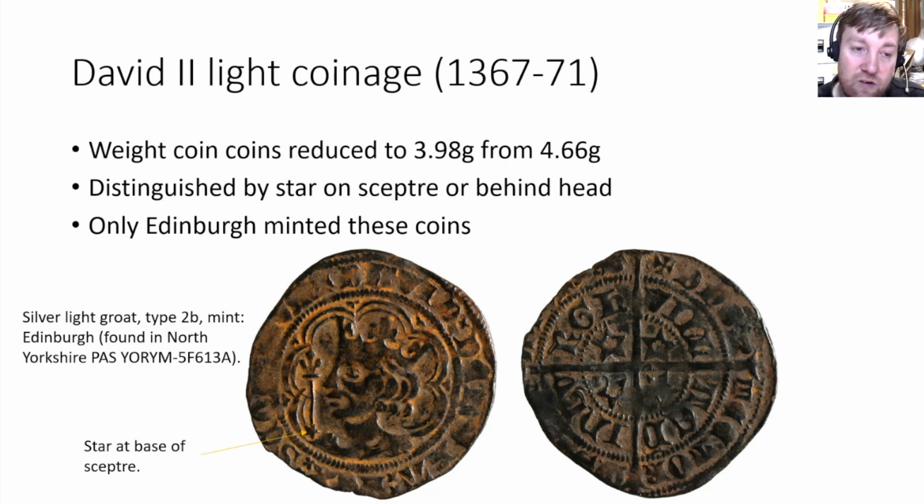So these lighter coins of David were actually distinguished by a star on the scepter handle, or sometimes behind the head. And we still do get these coins found in England and further afield as well, despite them being of a lesser weight. And it's also good to know that it was only Edinburgh that minted these coins, as minting was becoming more restricted to the larger towns compared to what we saw in the earlier period.